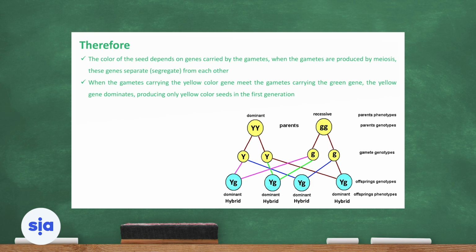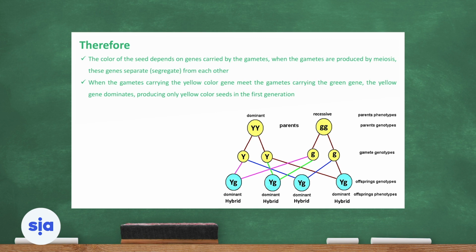Let's see together. These are the parents. One of them is carrying the dominant gene for the yellow color. If the symbol, or the alphabet, is a capital letter, this means dominant.